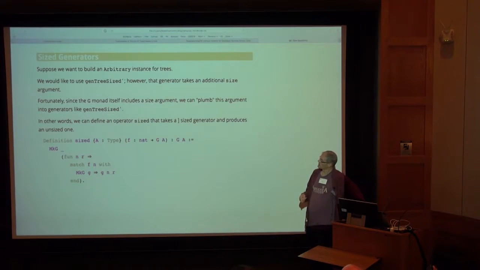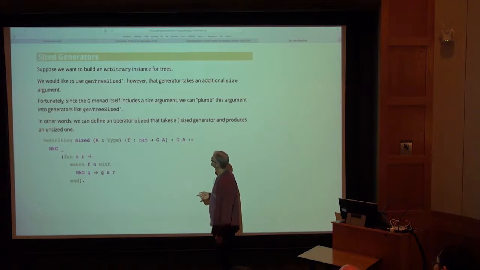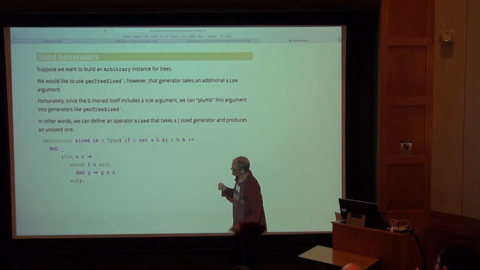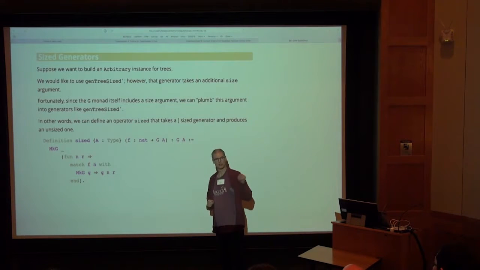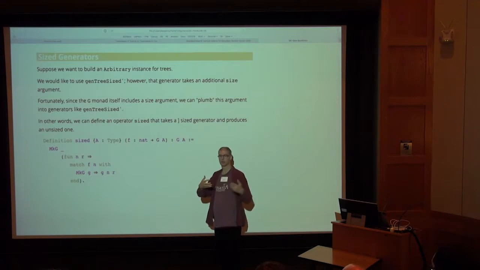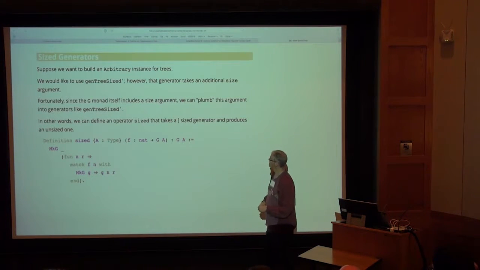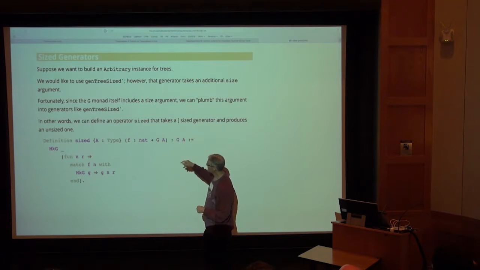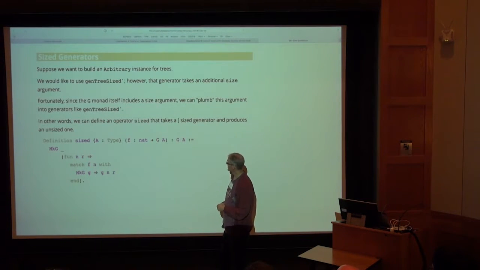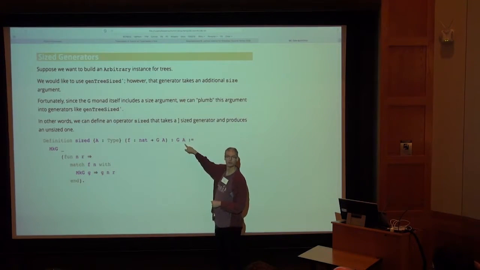So one other thing, I'm just going to run through a couple more useful refinements. If we want to build an arbitrary instance for trees, what we need to use is the sized tree generator. And since we know that the G monad already carries along internally a size, what we want is a way of plugging that size into the size argument of the gentree sized combinator. That's easy to do, so we can write a little function sized that takes a sized generator and returns a generator.